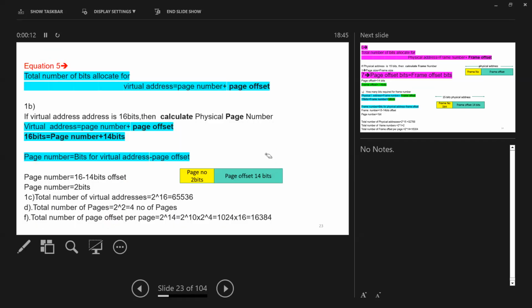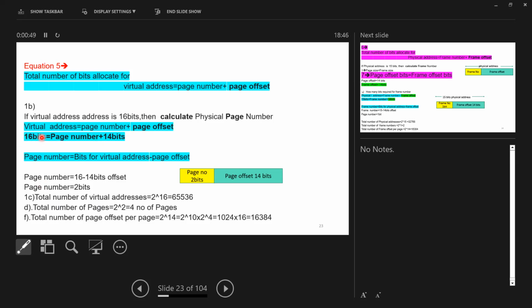Okay. Now look at this one. Total number of bits allocated for virtual address equals page number plus page offset. Virtual address equals page number plus page offset. If the virtual address is 16 bits, then calculate the physical page number. If the virtual memory address is 16 bits, then asking to find out the physical page number. So virtual address equals page number plus page offset.